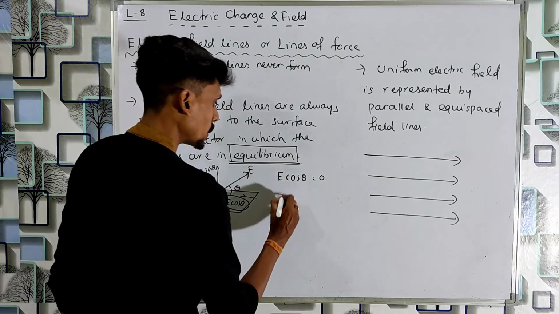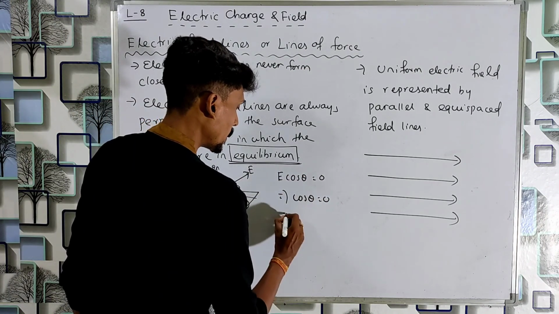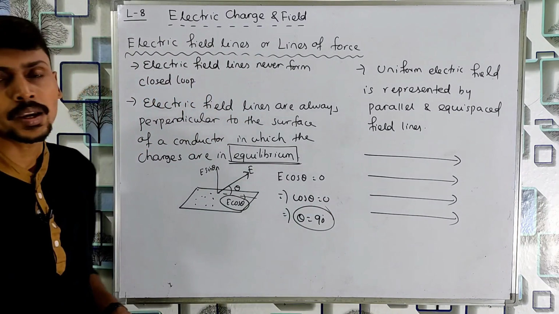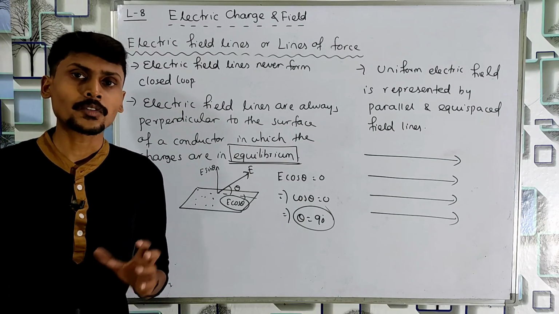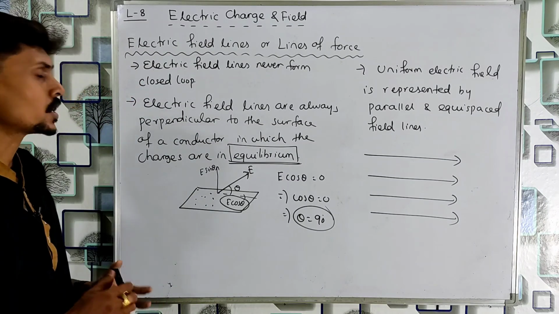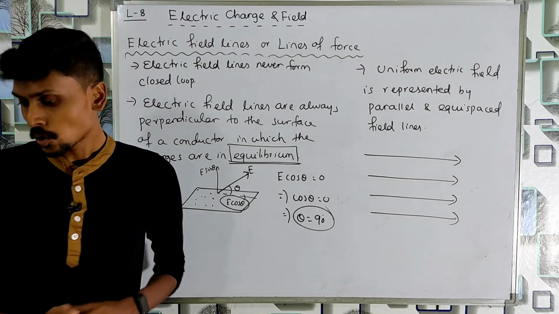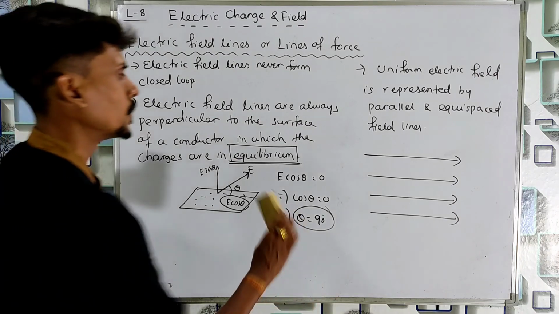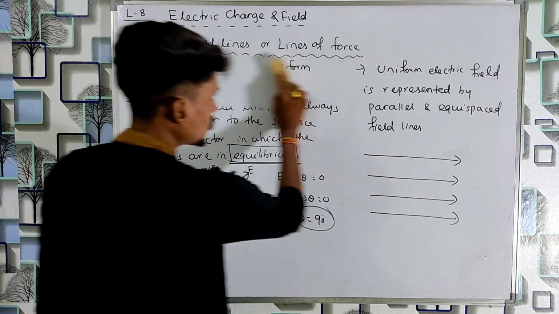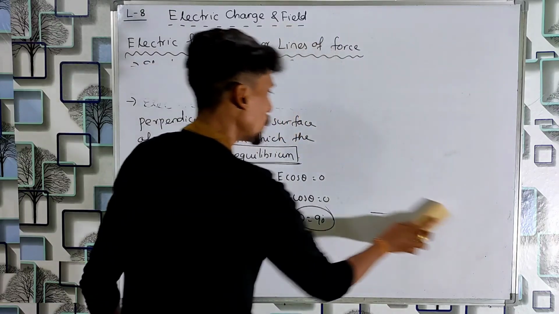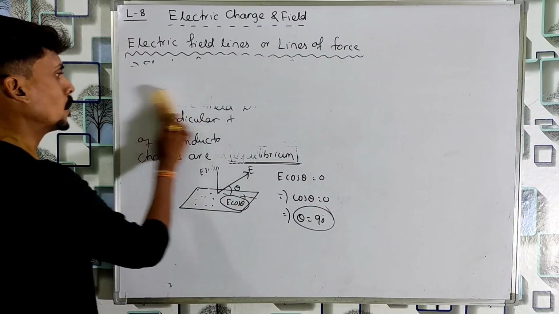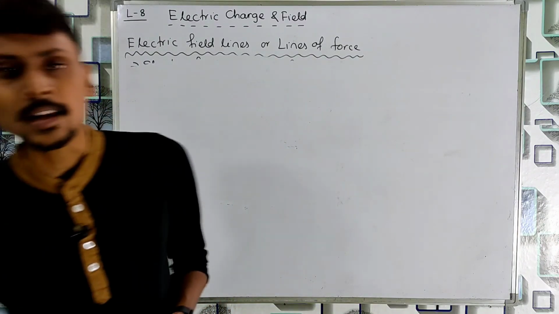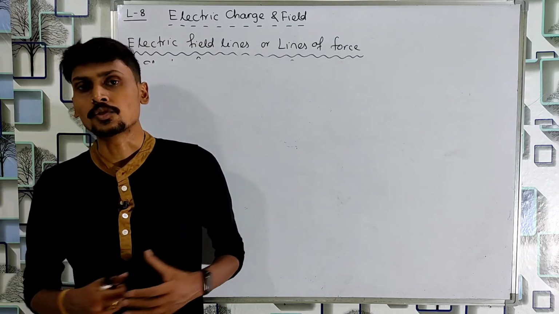If E cos theta equals 0, that implies cos theta equals 0, and that implies theta equals 90 degrees. That means electric field lines must be perpendicular to the surface of a conductor in which the charges are in equilibrium. So students, these are some of the important points related to electric field lines and electric lines of force. Hopefully you have understood the meaning of electric field lines, their significance, and how to draw them for various charge distributions.